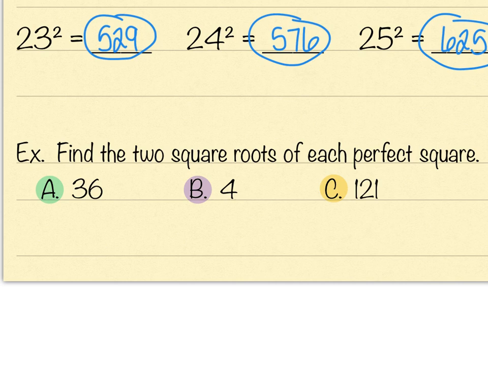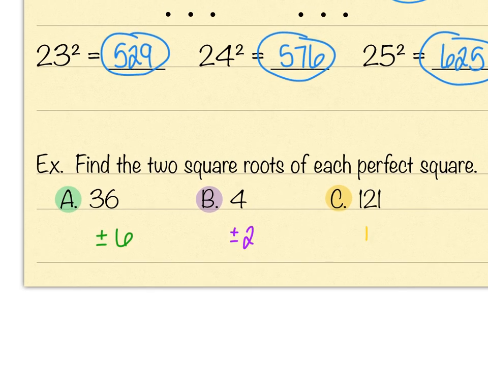So these numbers down here in this next example, these are perfect squares. It wants us to find the 2 square roots of each perfect square. So that would be the positive and the negative version. So the positive and negative version of the square root of 36 is positive negative 6. The square root of 4 is 2, so positive negative 2. And the square root of 121 is positive and negative 11. If I would have asked you to do the square root of 120, you'd get a terrible number. These aren't perfect squares. It's only the perfect squares like 36, 4, and 121 that give us nice answers.